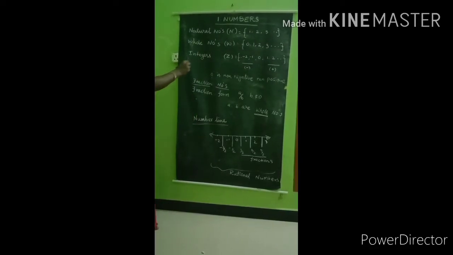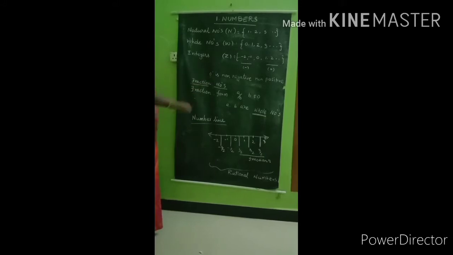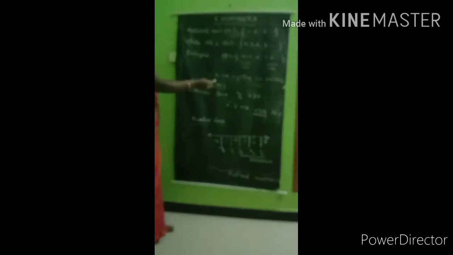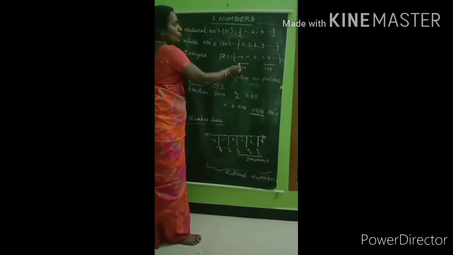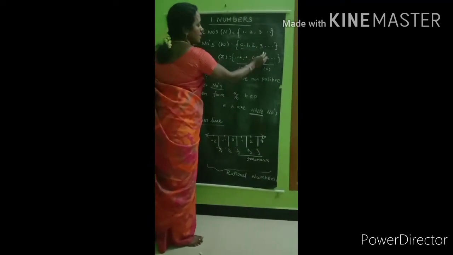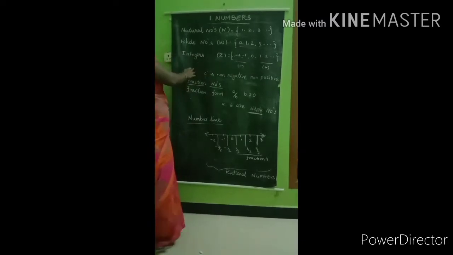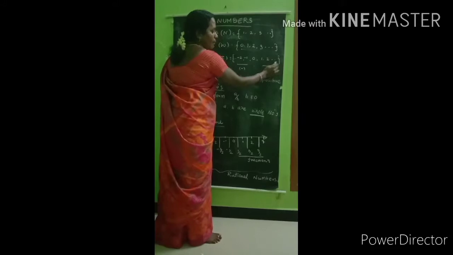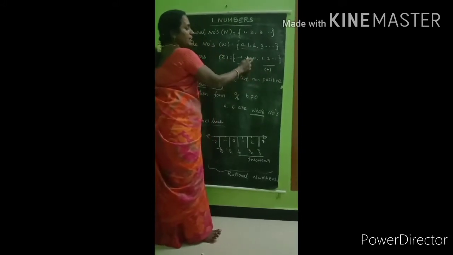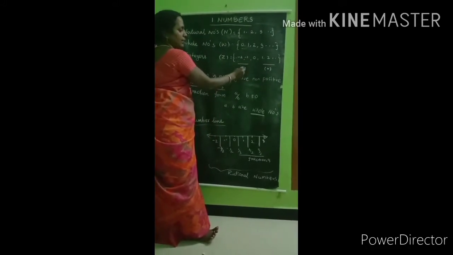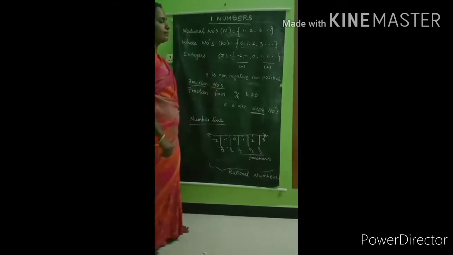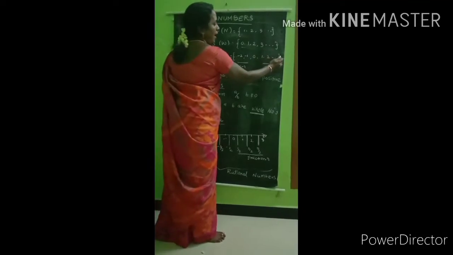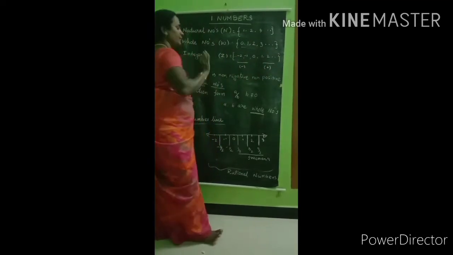Then the third type is integers. Integers are denoted by the letter Z. Negative numbers together with whole numbers are called integers. The right of 0 is called positive integers. The left of 0 is called negative integers. On both the right and left sides, the numbers extend without any end.